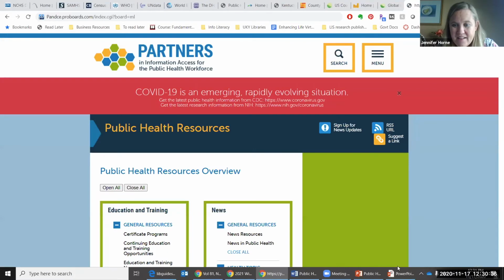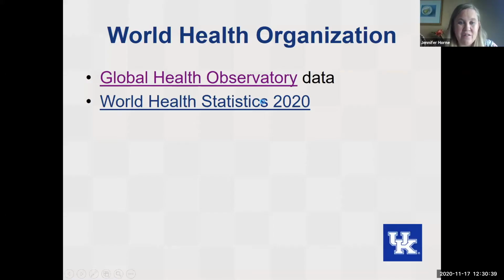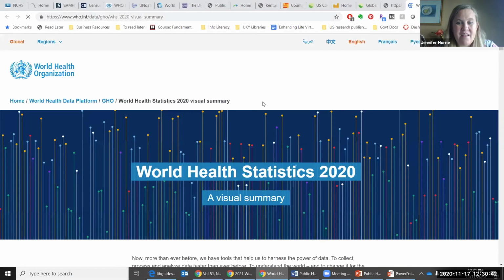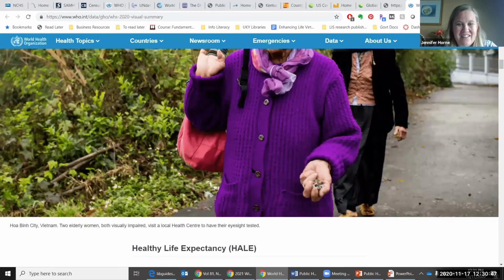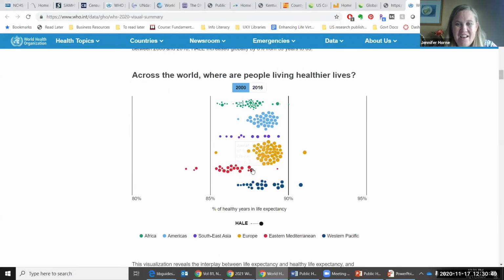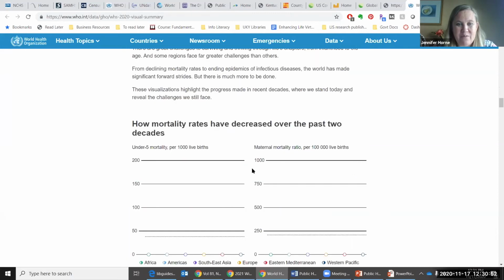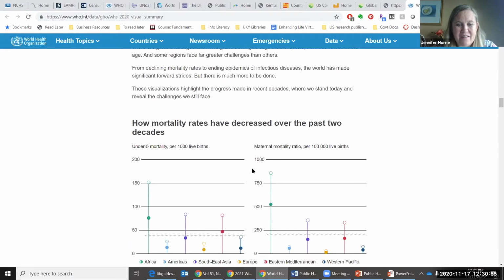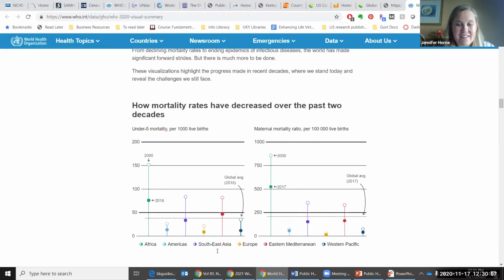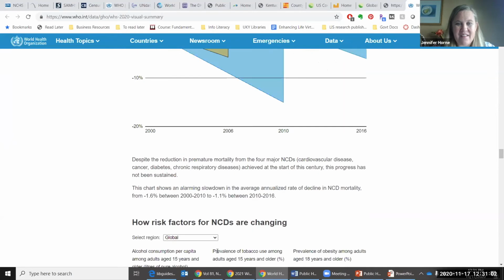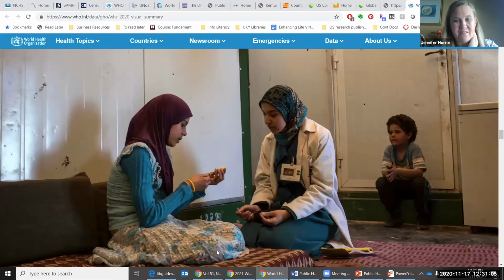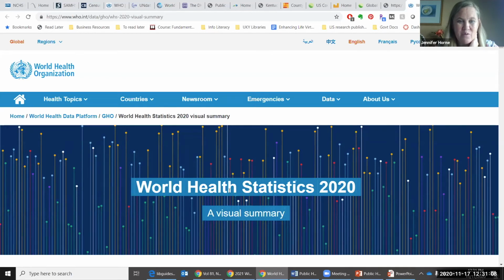And then the other thing just to bring your attention to is they do an annual report. So this is World Health Statistics 2020, and they have a lot of cool visualization to go along with this report. This one is based on continents, but you can really get into the details of this report. This World Health Statistics report is one of their flagships. This is the visual summary part of it, but you can get into the actual report.